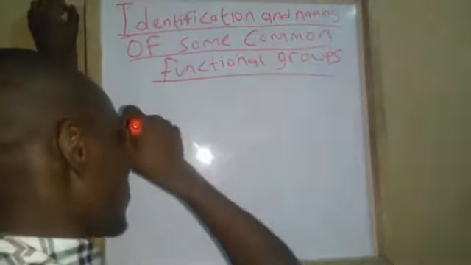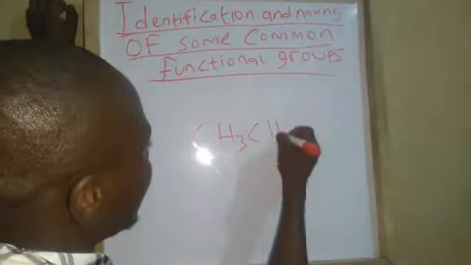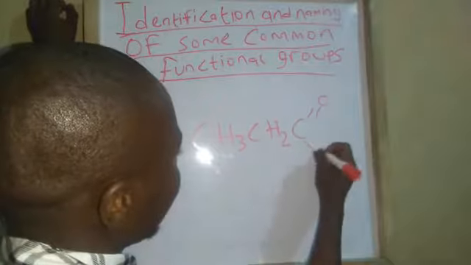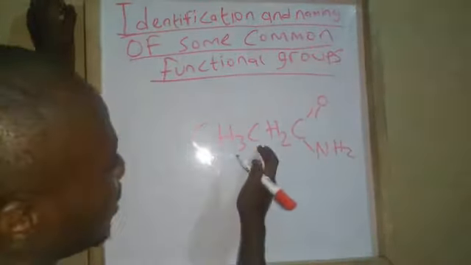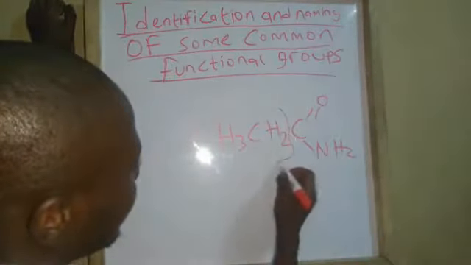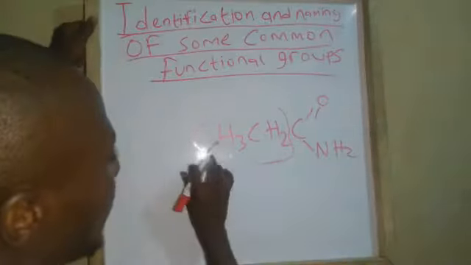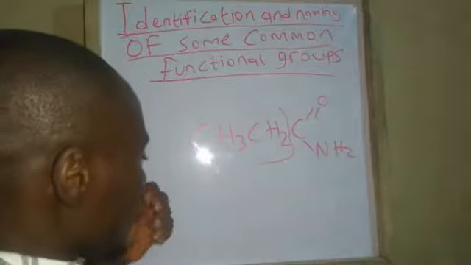Must not have more than 3 carbons. Now let's go. That's CH3 CH2 CO NH2. Can you see? CH3 CH2 CO NH2. These are our R part, and these are the CO NH2 part. So this is propanamide.